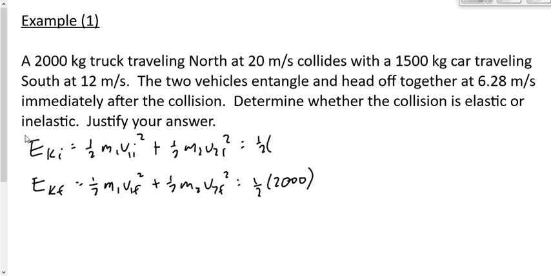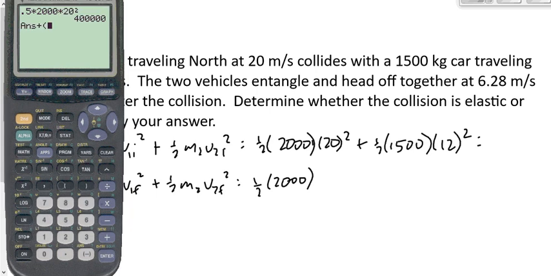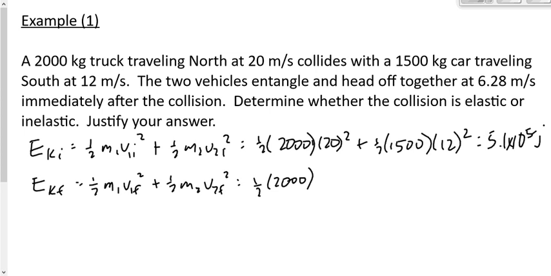So we're going to say 1/2 of 2,000 times 20 squared plus 1/2 of 1,500 times 12 squared. Okay, let's figure out what that is on our calculator here. 0.5 times 2,000 times 20 squared, plus, using brackets, 0.5 times 1,500 times 12 squared gives me a value of 5.08, which we're going to round to 2 digits, 5.1 times 10 to the 5. There's my initial kinetic energy. 2 digits, right?